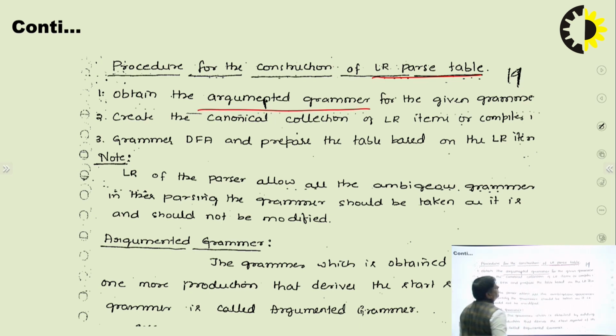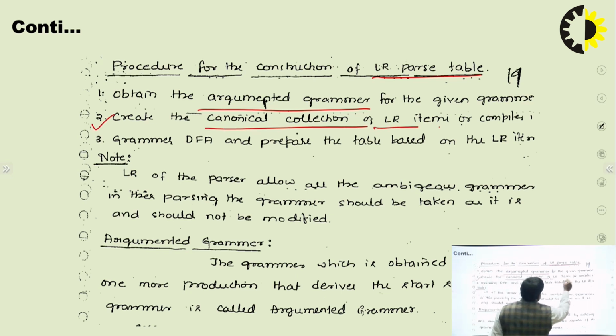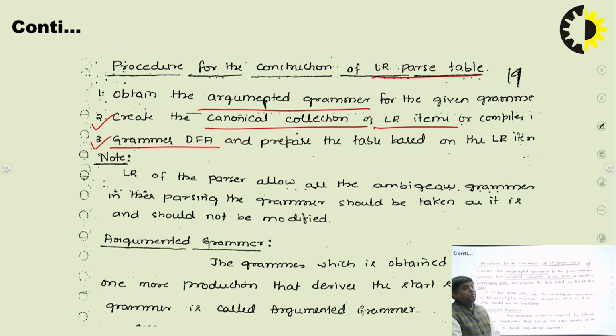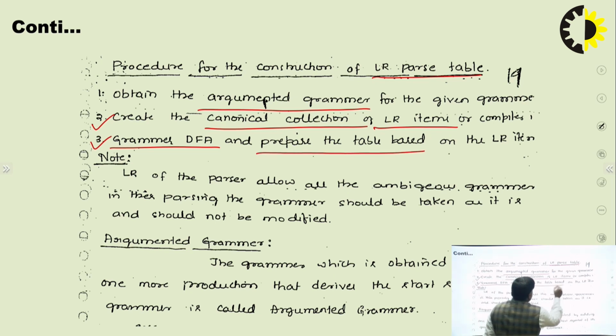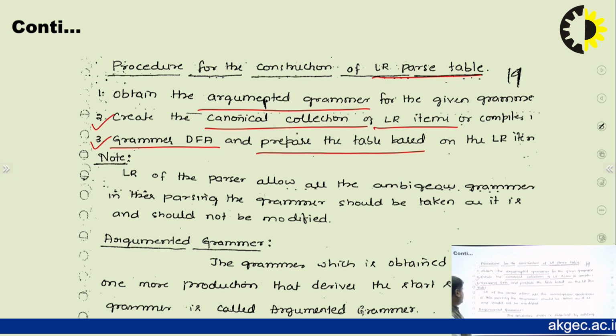First, obtain the augmented grammar for a given grammar. In the first step, we design the augmented grammar of any given context-free grammar. Now, the second step, create the canonical collection of LR items for the given context-free grammar. And the third, design the DFA and the parse table with the help of the DFA. Then we design the LR items of the given context-free grammar.